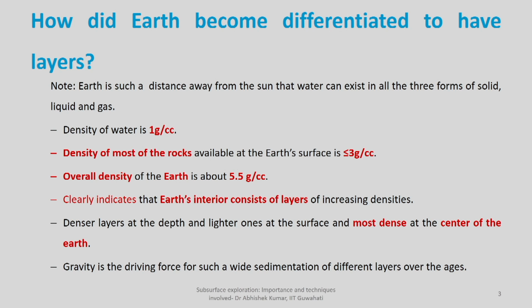Most of those rocks have a density of 3 gram per cc or maybe less than that. Overall, if you consider the volume and the mass of the earth, the overall density of the earth is 5.5 gram per cc. So, collectively based on these two things, you can get an idea that earth is not composed of the material which is available on the earth's surface. Otherwise, there is no way you can have an increase in the density from 3 to 5.5.